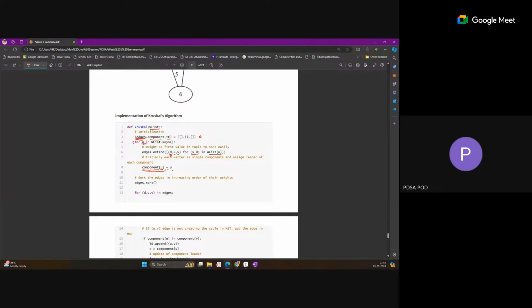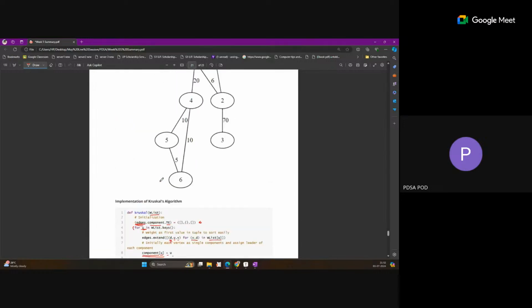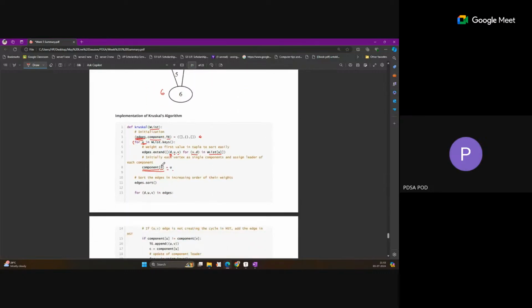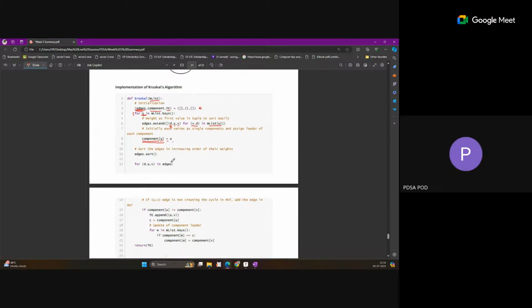So that means initially each vertex is actually a separate component. So here, the component value for this is 0, this is 1, this is 2, this is 4, this is 5. The component value for each vertex is the same as its own index. Okay, so 3 and 6 initially. So that means initially each vertex is a separate component.